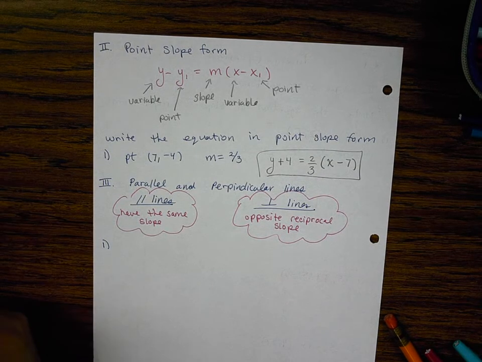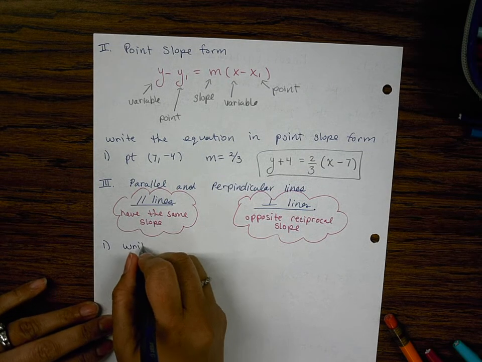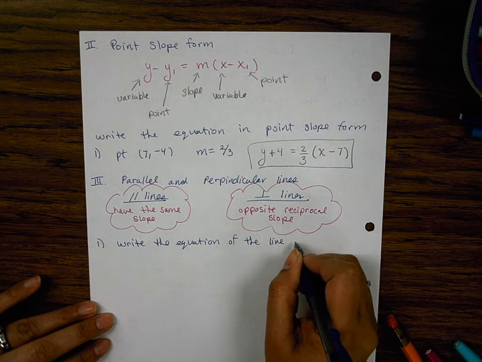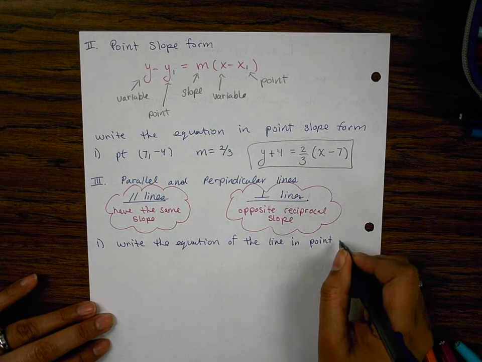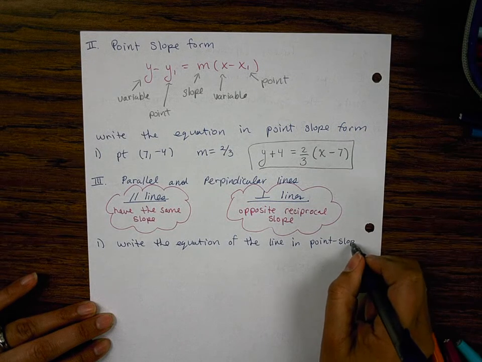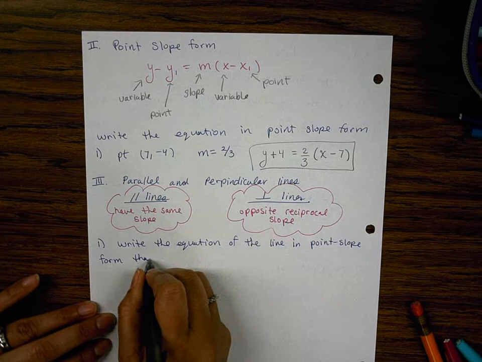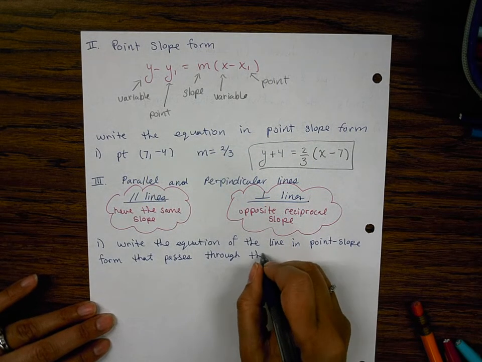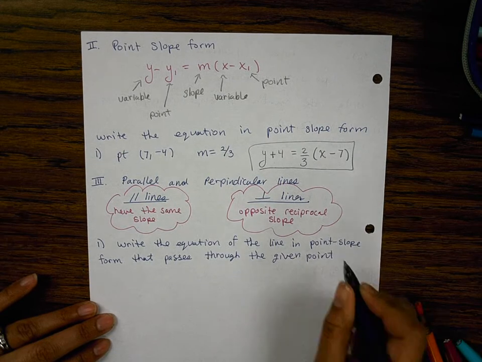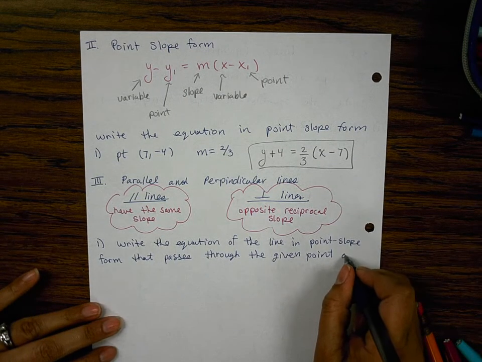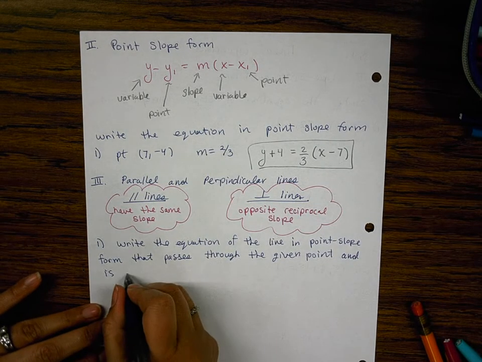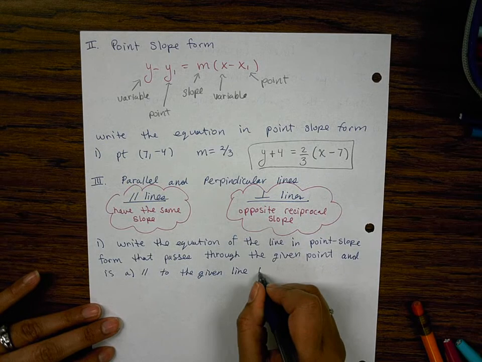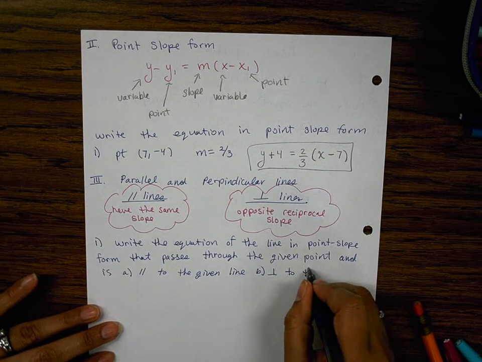All right, number 1. We're going to write the equation of the line in point slope form that passes through the given point and is A, parallel to the given line, and then B, perpendicular to the given line.